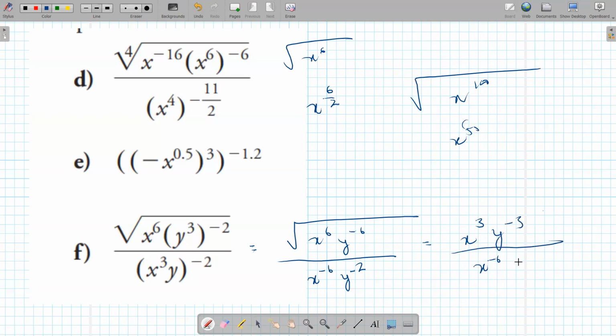And then we have x -6, y -2. Bring the -6 upstairs, bring the -3 downstairs. So for the x, how many x's do you get up top? x to the power of 9. What about on the bottom? y to the power of 1. Yeah, and you're done.